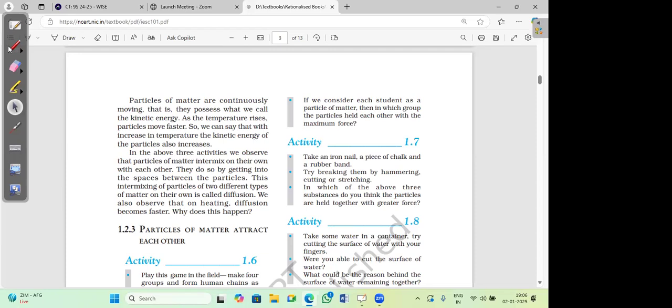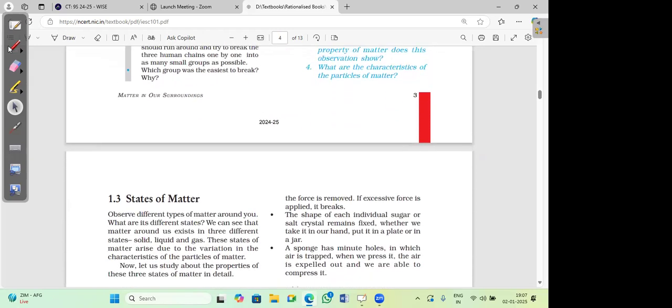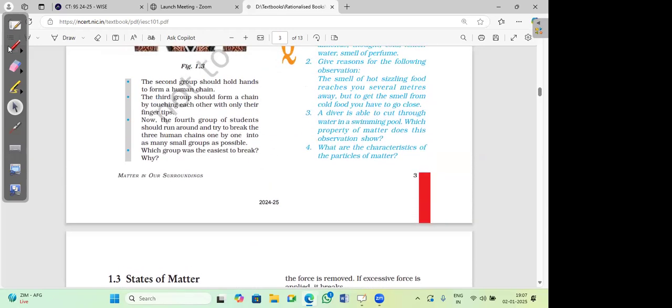Whereas a piece of chalk is broken into tiny pieces, which means that the particles of chalk are held together with forces which are very weak. So we can say that the particles of matter attract each other and they hold each other with forces of attraction. Got it? So is this clear to everyone? The three properties which we have studied up to now?